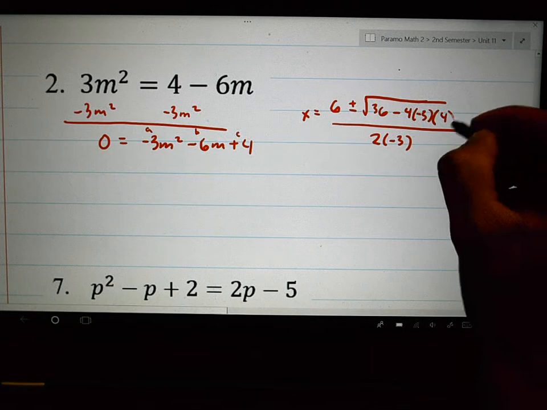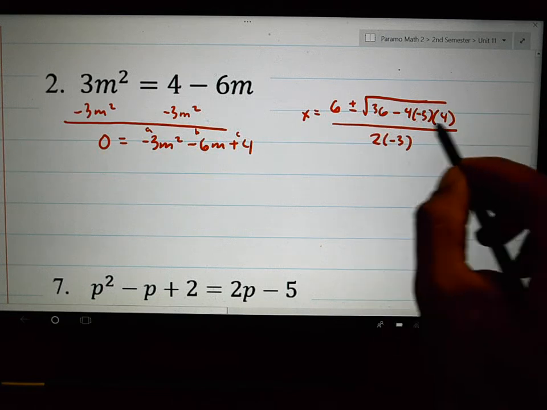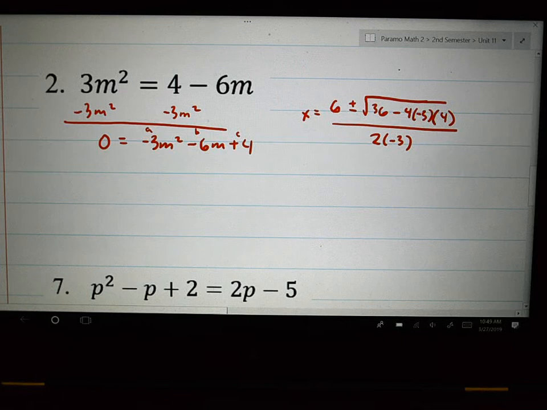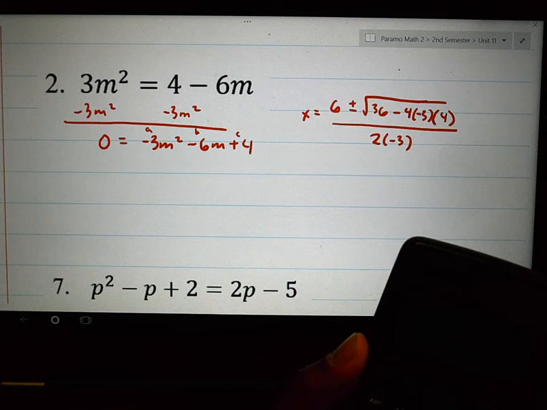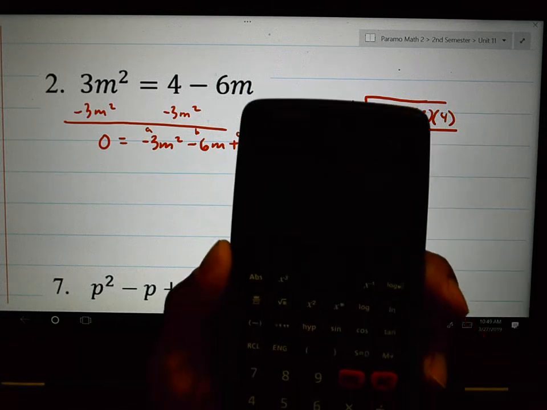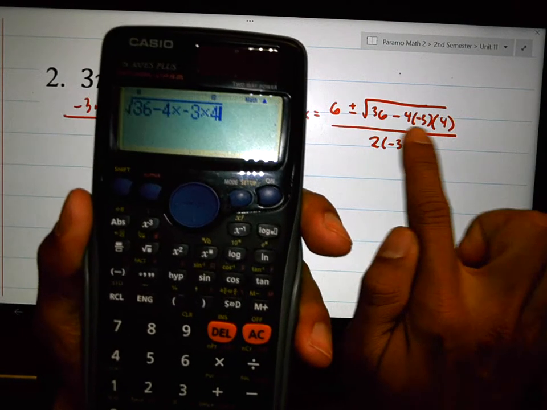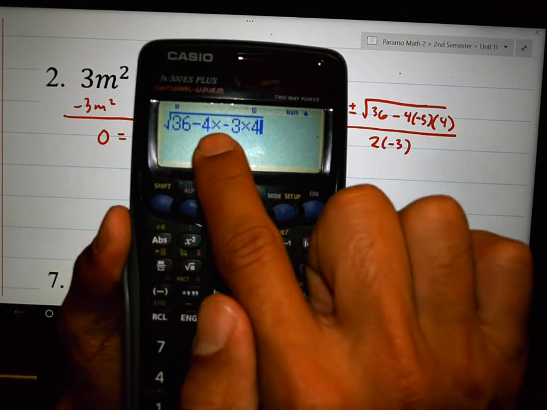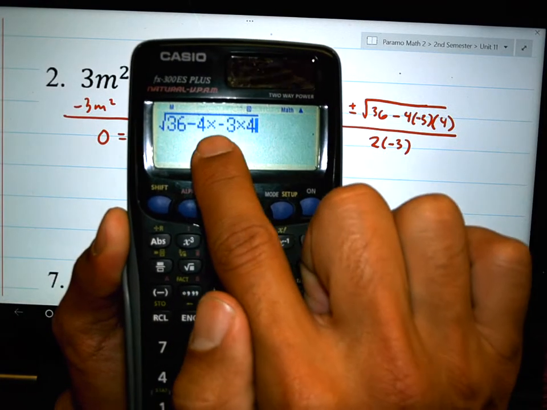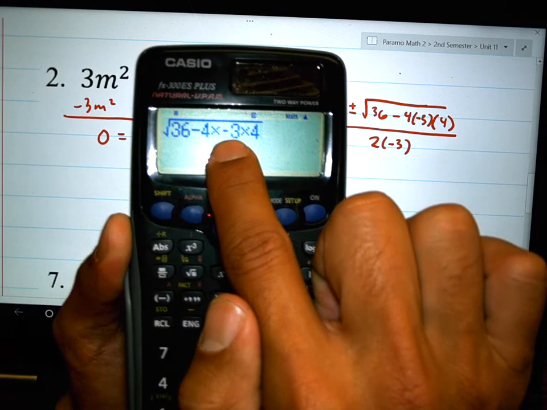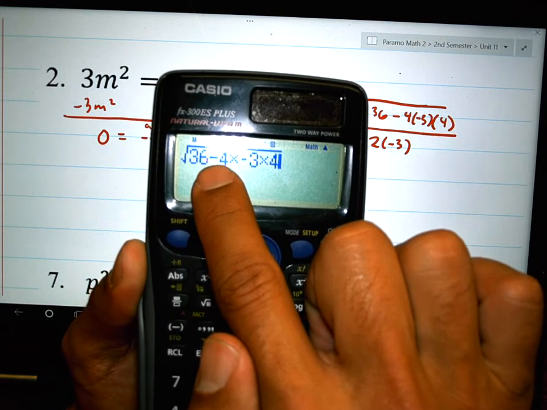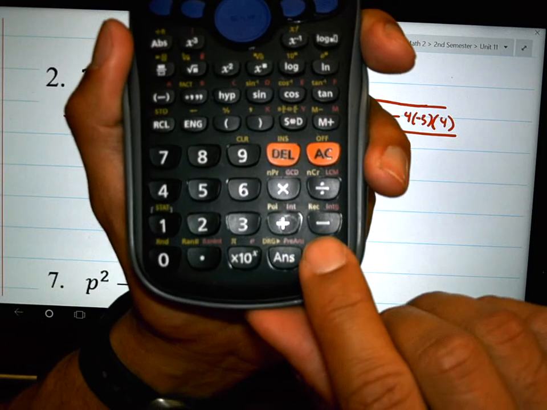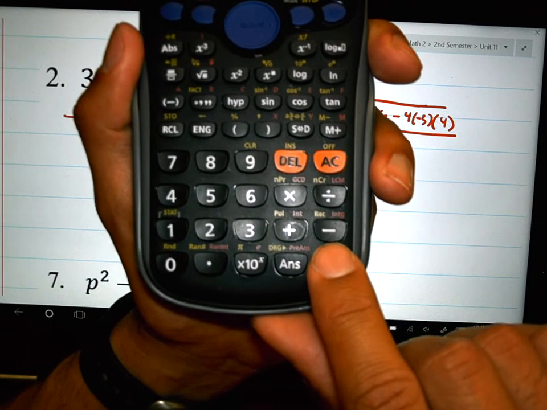When I get lazy, I will punch this whole thing, including the square root, into my calculator. I'm going to type it in and then I'm going to show you what my calculator looks like, just so you are aware. That's what I have. And I punched it in 36 minus 4 times, and I use the negative button. There are literally 3 pixels of the negative button. There are 4 pixels on the subtraction button. This is a subtraction button right here on your calculator. When I'm subtracting, I use this button.